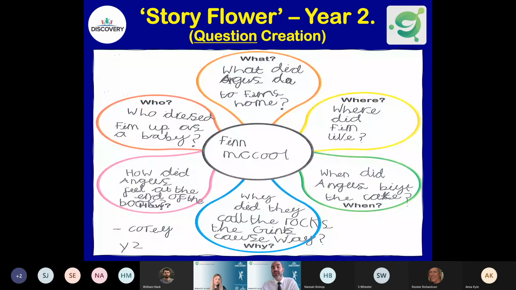Another useful thing is to sometimes flip it around, and when the children have read a text, get them to come up with questions of their own that they'd like to ask of that text. So you can see here a Year 2 child has had a go at creating their own questions for each of the question stems.